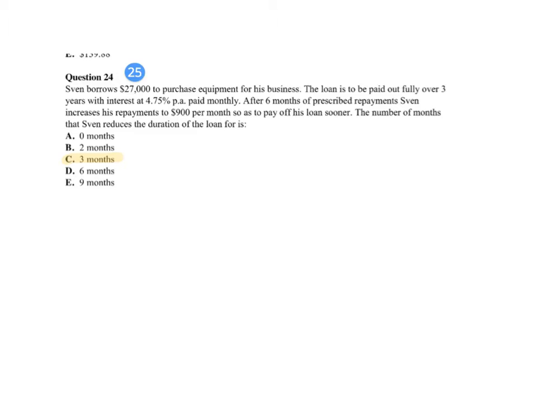So first of all, he was going to pay it off over 3 years. All right. So we need to see what happens after 6 months. He's changing his scenario. So first of all, we probably want to know what the original payments are. So let's work out what his original payments are.